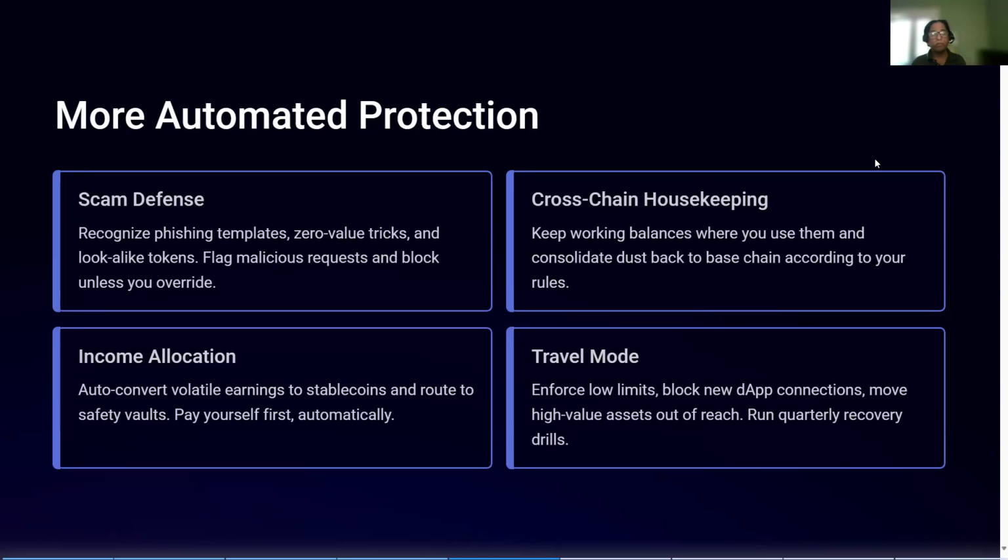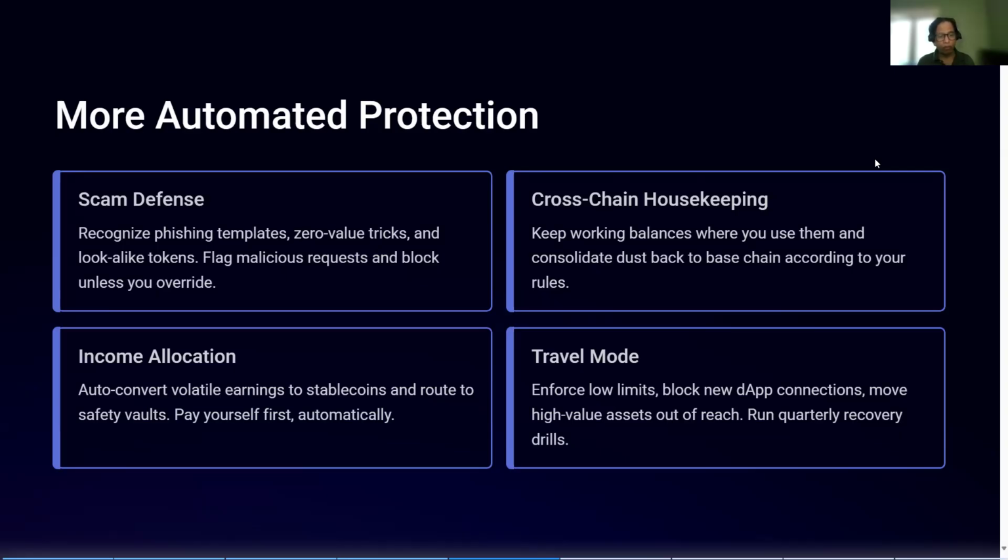For example, one thing is scam defense. It automatically recognizes phishing, template, zero value tricks, and all those things, and it protects you from them automatically. Then the cross-chain housekeeping. It keeps the working balance where you use it and consolidates dust back to base. It does this automatically for you based on the rules you set for your wallet-based agent.